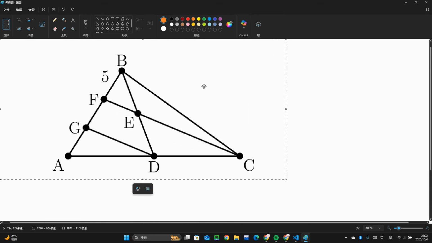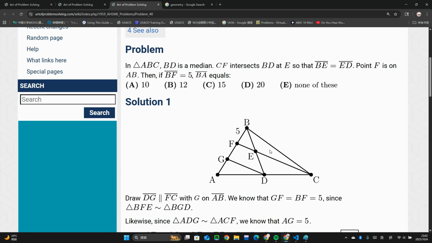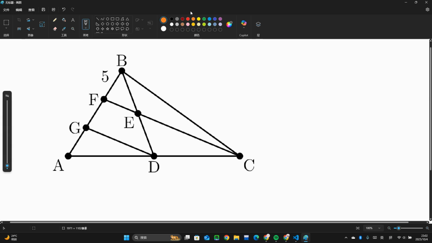This time we're still given the triangle ABC. Yeah, most of the geometry problems are just triangles, and it also gave us a few ratios. We have BD as the median. BD, yep. Okay, so AD equals DC, and then CF intersects BD so that BE equals ED. So we have ratio 1 to 1, also like that, right?